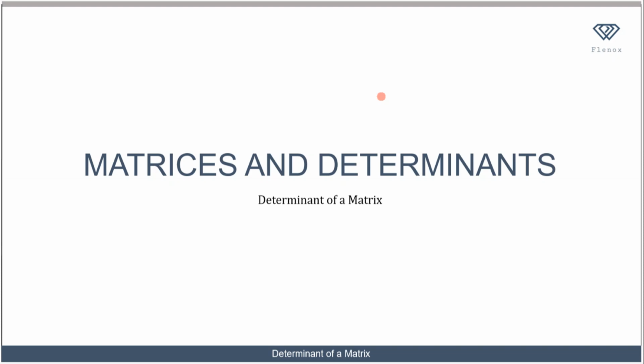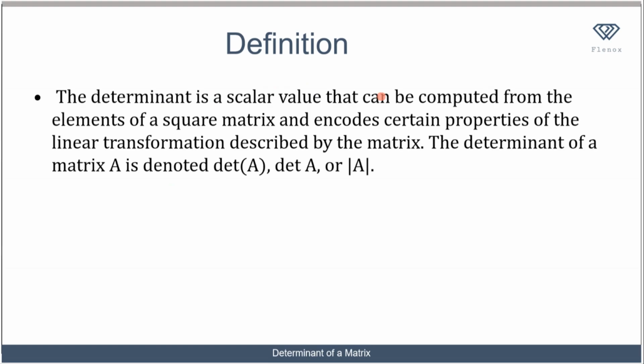Let's take a quick look at the determinant of a matrix. So what is the determinant of a matrix? The determinant of a matrix is a scalar value that can be computed from the elements of a square matrix and encodes certain properties of the linear transformation described by the matrix. The determinant of a matrix A is noted as determinant of A, this or this.